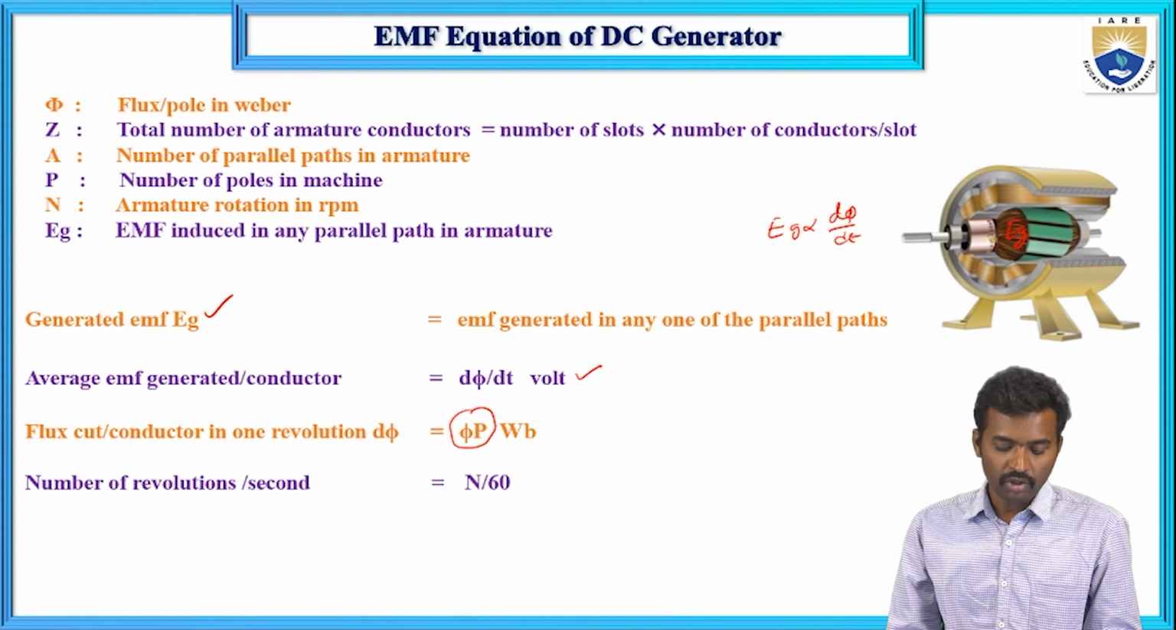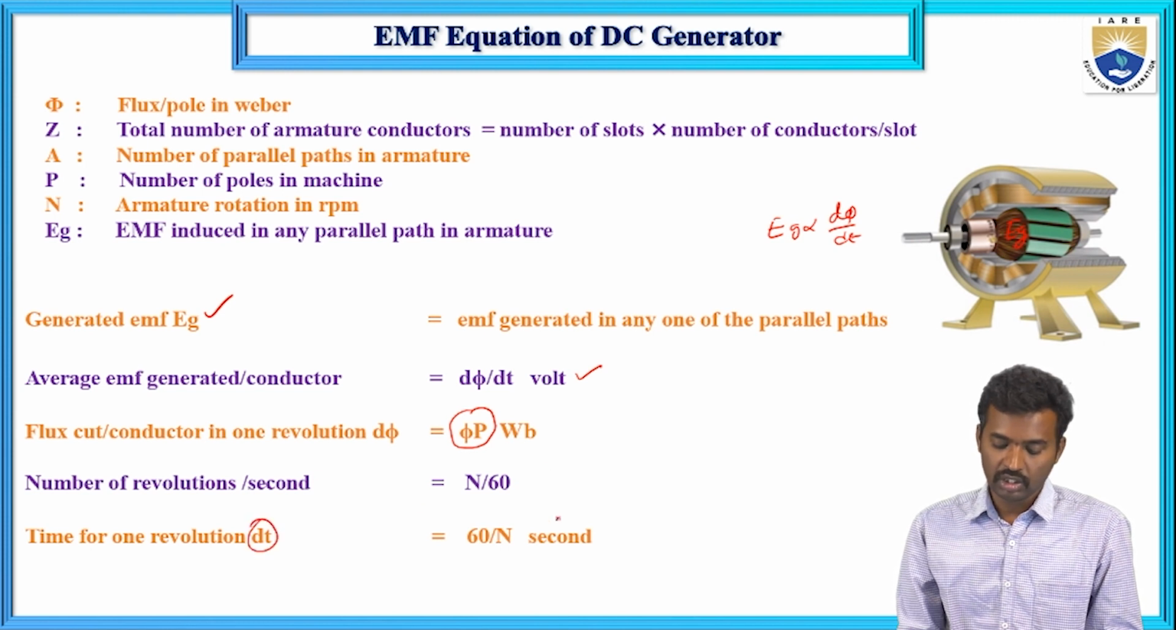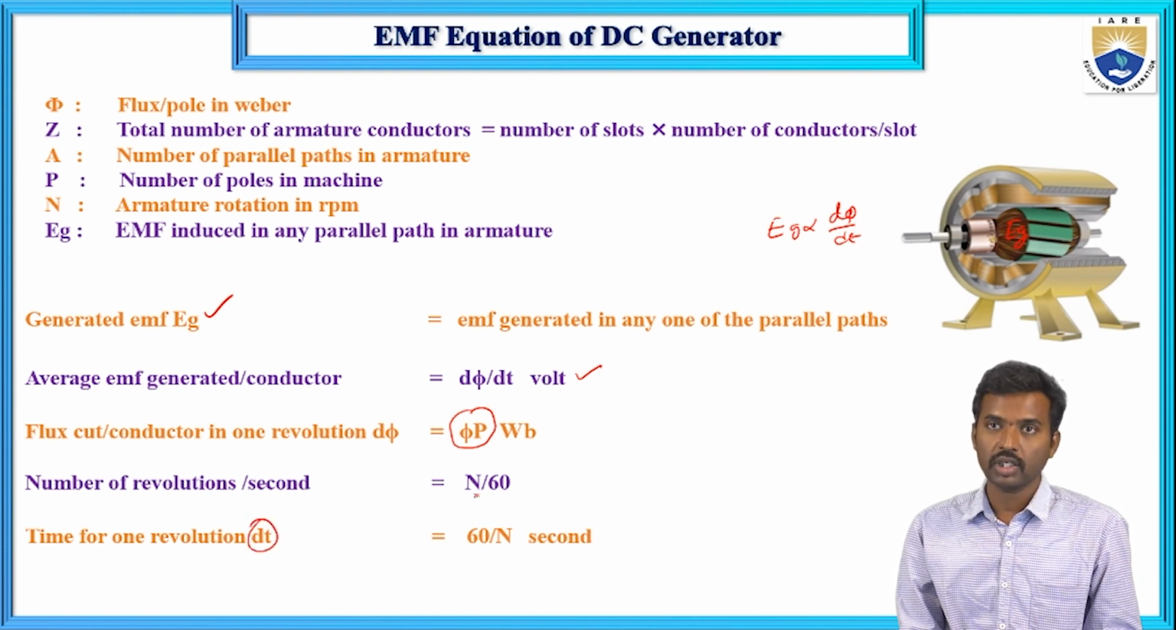Now the number of revolutions per second is N by 60. So the time taken for one revolution, that is dt, equals 60 by N. The reciprocal of N by 60 is 60 by N, in seconds.